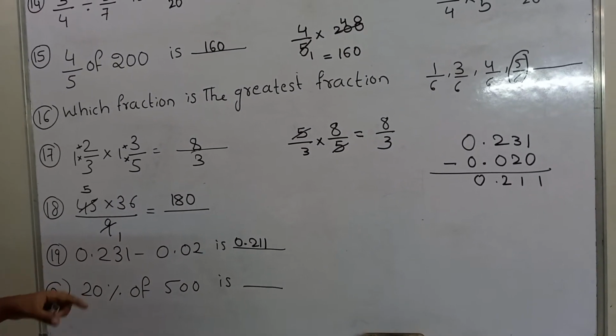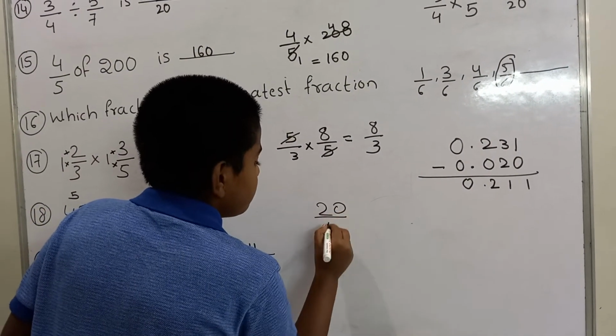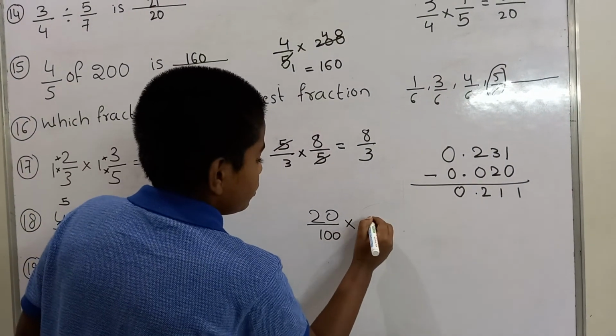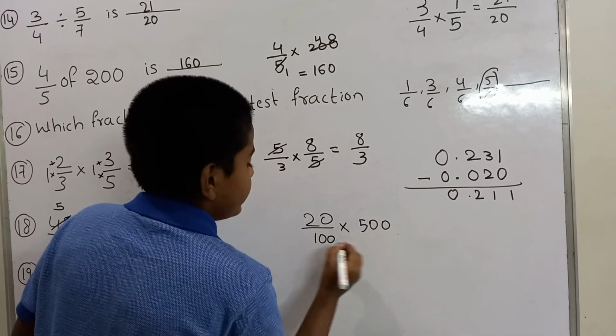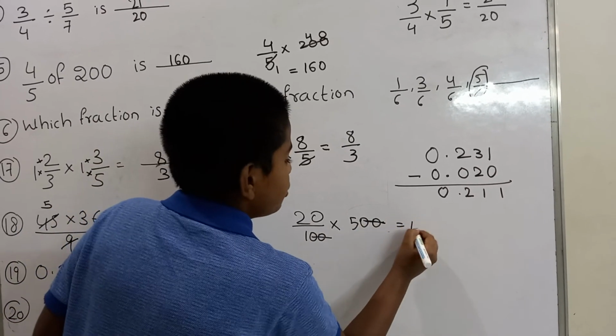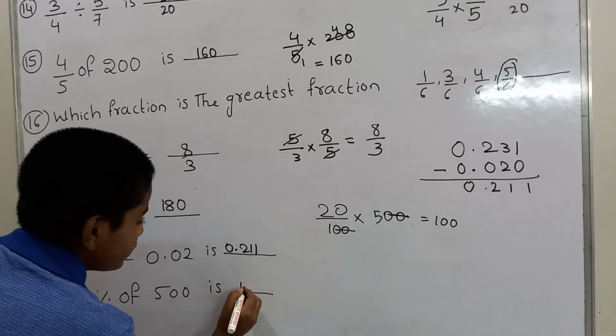And next question is 20% of 500. Here percentage is nothing but by 100. So 20 by 100, and we already discussed that of is nothing but into 500. Here zeros will get cancelled. So 20 into 5 is equals to 100. So 20% of 500 is 100.